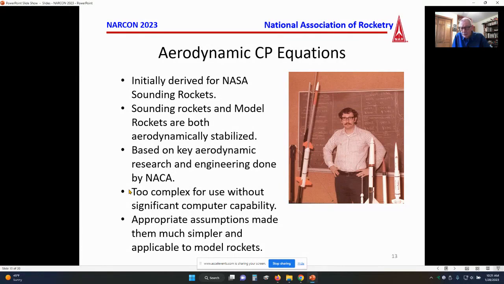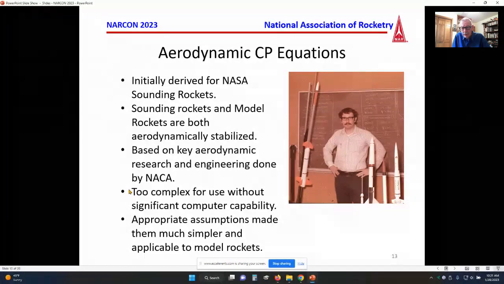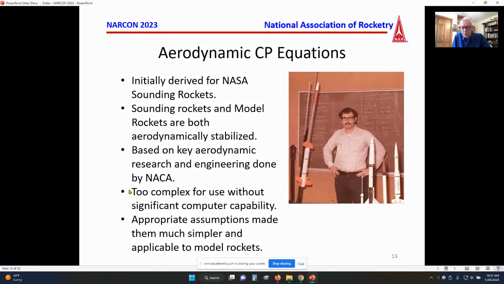In fact, the key difference between sounding rockets and model rockets is the speed with which they fly. Sounding rockets tend to break the sound barrier. They tend to fly supersonically for most of their flight. And of course, they fly to very high altitudes, typically over 100 to 300,000 feet, and well above the atmosphere.